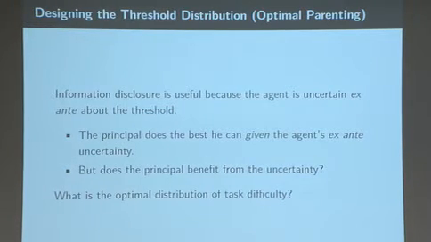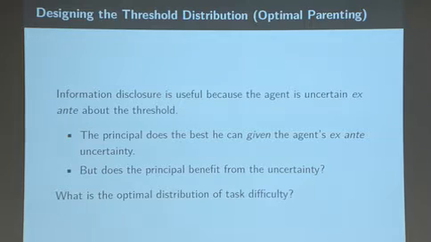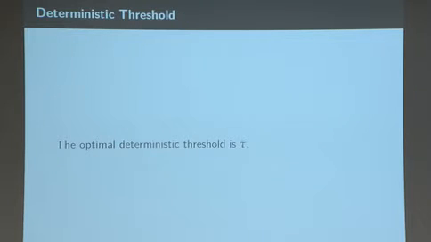does the principal benefit from the uncertainty? So I want to think about now a principal who can not only use this policy of information disclosure, but can also choose how difficult the task has to be, okay? And can make that certain or uncertain, okay? So he can design not only the information disclosure policy, but also the random variable x, okay? And we're going to characterize the optimal distribution of task difficulty.